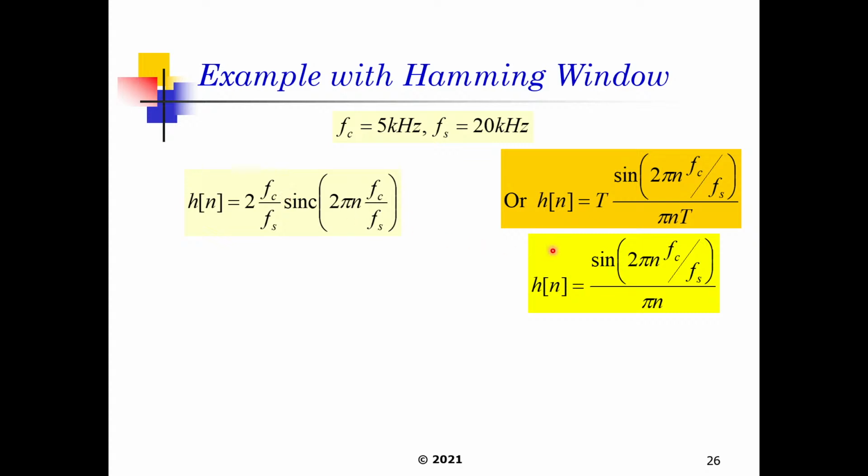We can rearrange this such that we get rid of the sinc and put it in terms of sine. We can get the shorthand version here of h of n being sine of 2 pi n Fc divided by Fs, divided by pi n. This version here in the yellow block is what you should be using. The reason is that this is the universal form that you can use without encountering any errors during your calculations. So this yellow block is what you want to use when you're doing your FIR filter design.